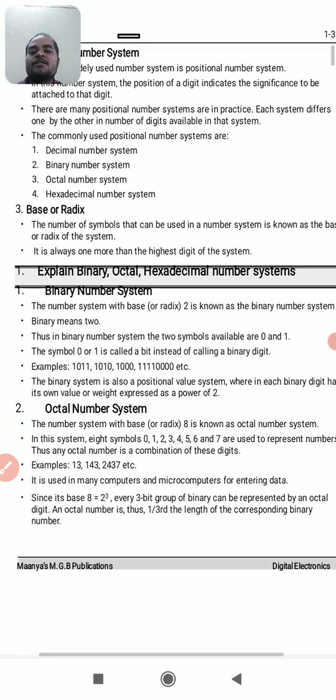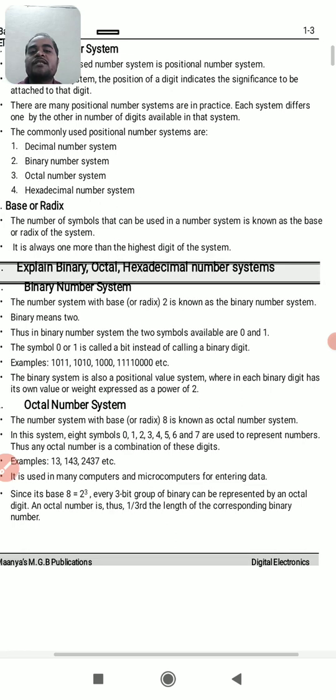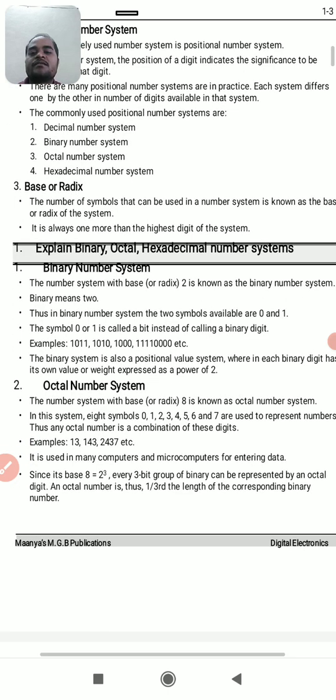In all these number systems we use one term called base or radix. So what is meant by base or radix? The number of symbols that can be used in a number system is represented by one term called base or radix. It is always one more than the highest digit of the system.